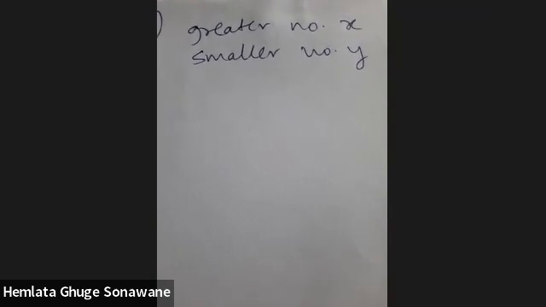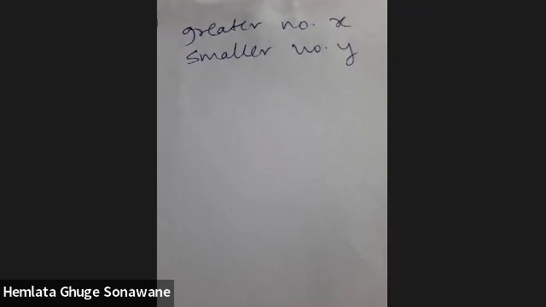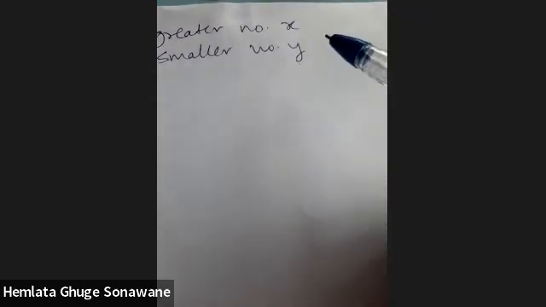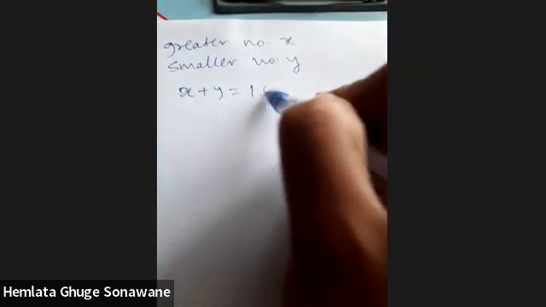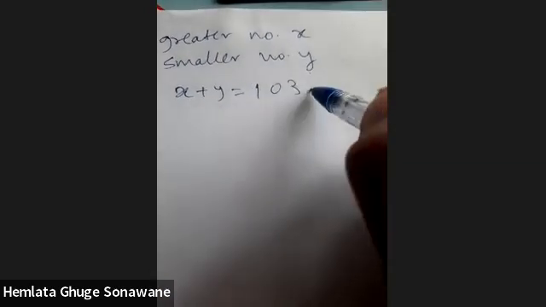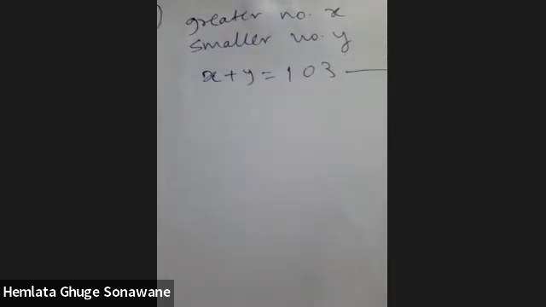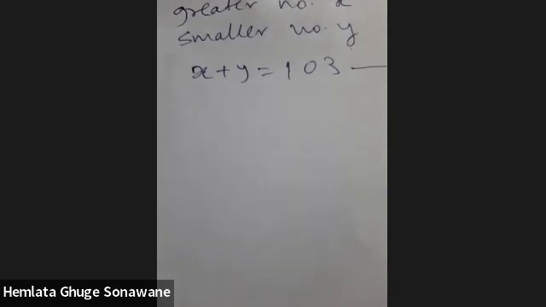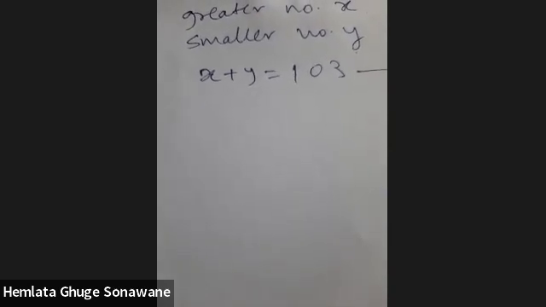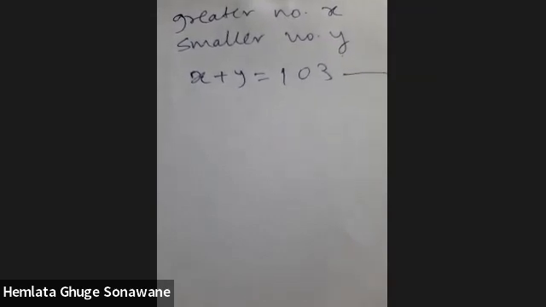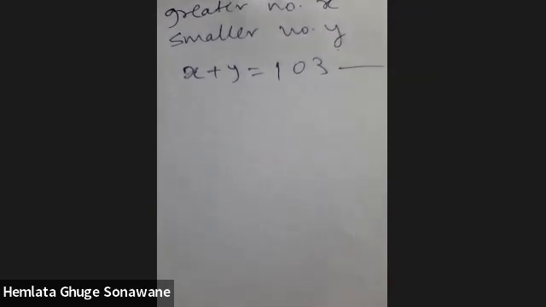Now what is the first condition? Sum of two numbers is 103. Now our greater number is x and smaller number is y. It means its sum is 103. That is x plus y is equal to 103. This is our equation number 1. Now what is the second condition? If the greater number is divided by the smaller number, then the quotient is 2 and the remainder is 19.